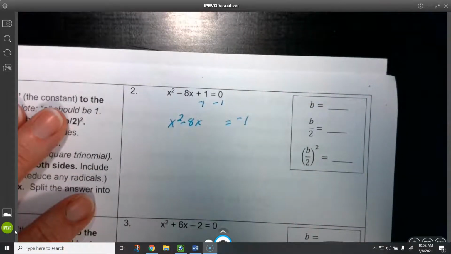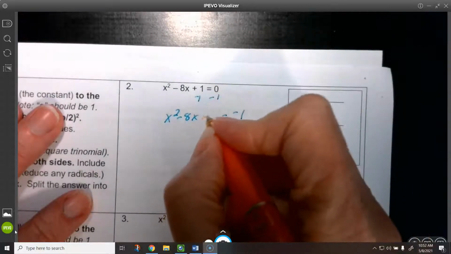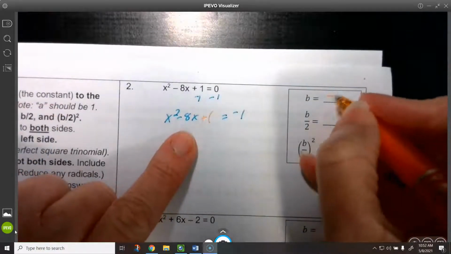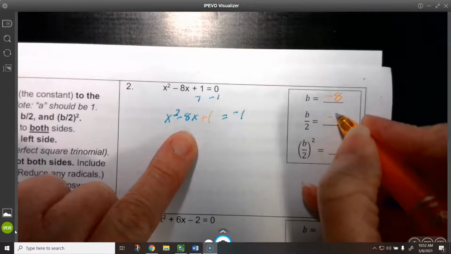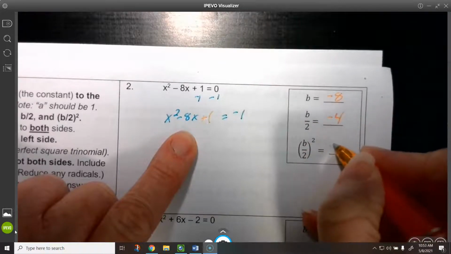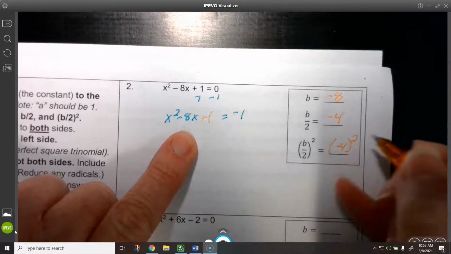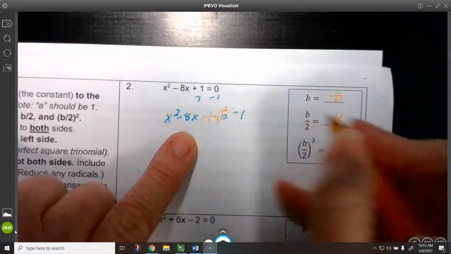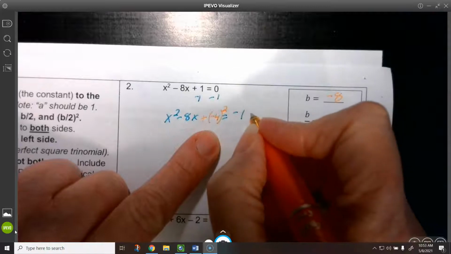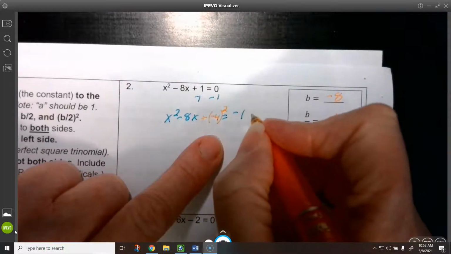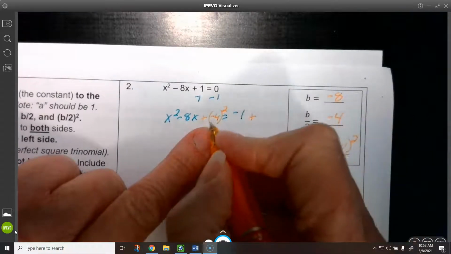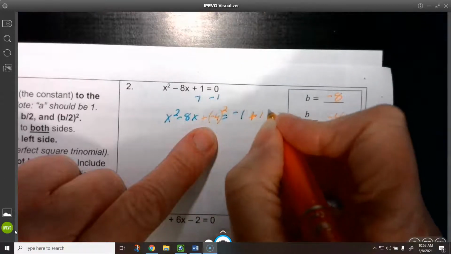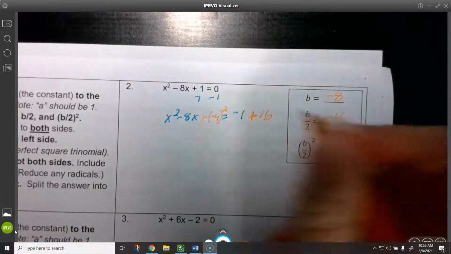I'm going to take a different color just so that I see. What I like to do is take, okay, so B is negative 8. So half of that is negative 4. And then that would be negative 4 squared. So this is negative 4 squared. And you know what? We can just put that on both sides. Nah, we can multiply it out. So negative 4 squared is 16. That's what we add in.